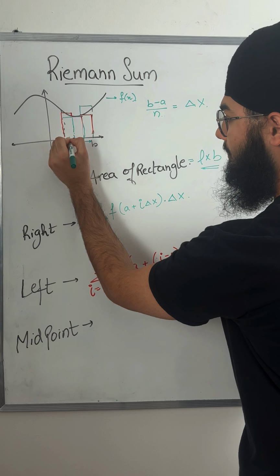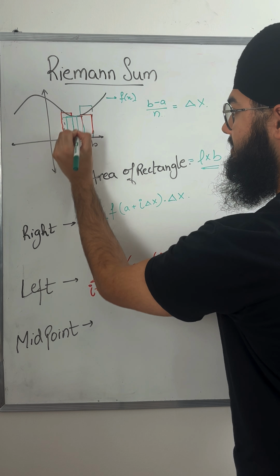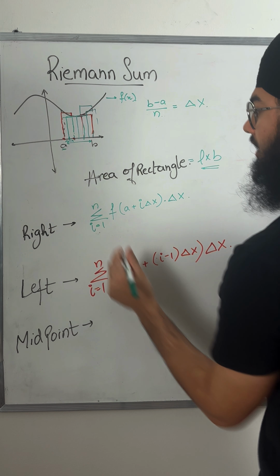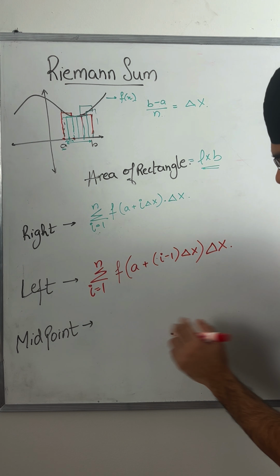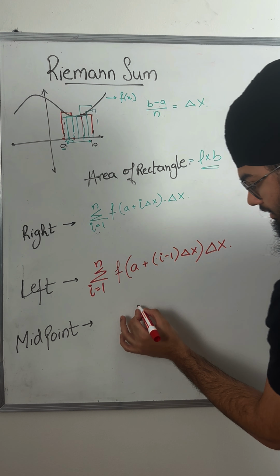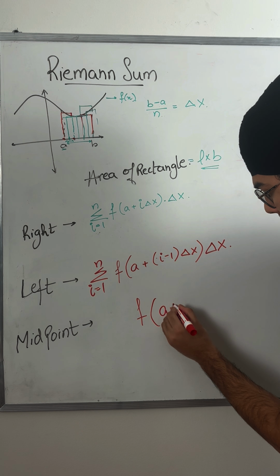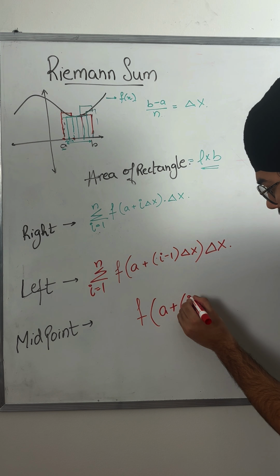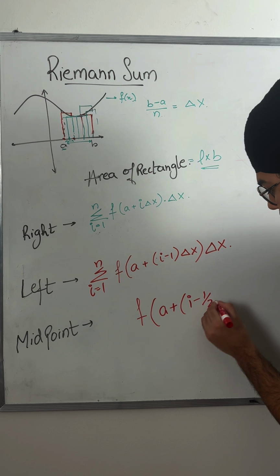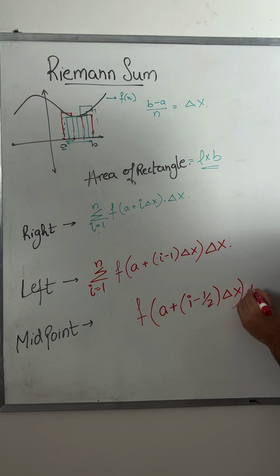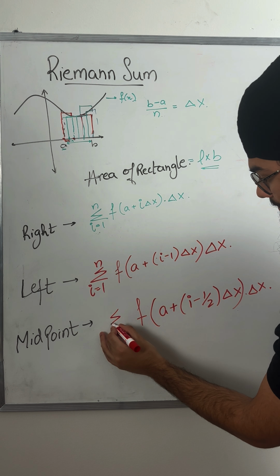Similarly, for the midpoint Riemann sum, I'm going to take the length at my midpoint, and the width still remains delta x. So to generalize this formula, I'm going to write the length as f of a plus i minus half delta x, which is my length, and I'll multiply it by my delta x to find the area of each rectangle. To add all the areas, I'll add another summation sign where my i goes from 1 to n.